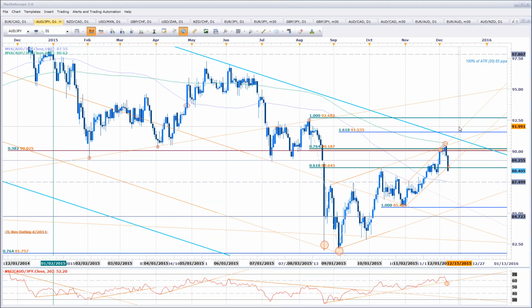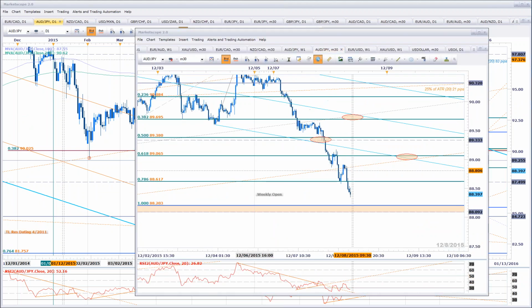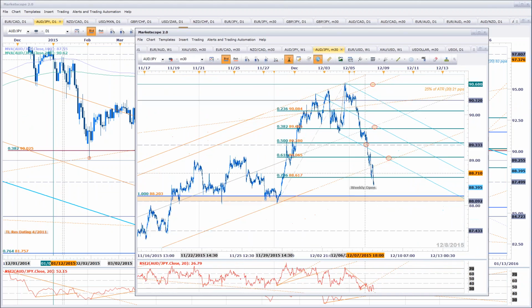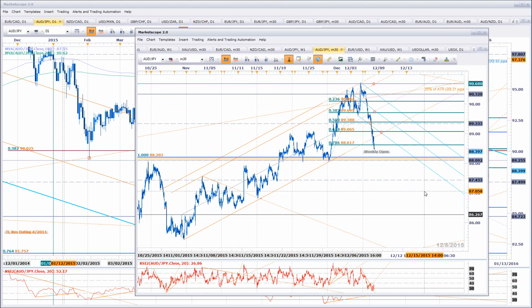Big break. Any questions on Aussie yen? Again, guys, if you need to, feel free to take a quick snapshot of that chart. All right, so that's euro. Aussie yen. Okay, so we've covered Aussie yen.